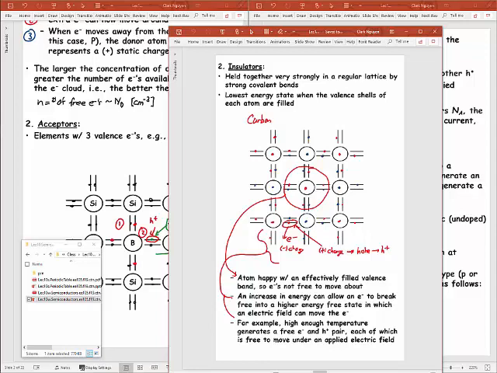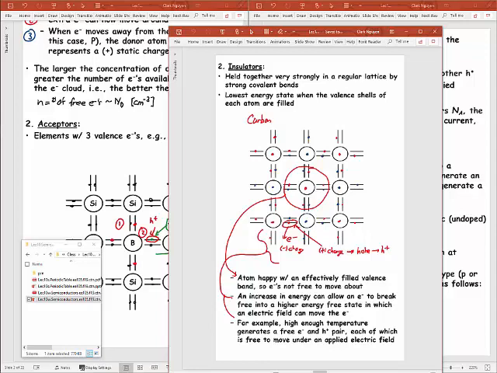So there's enough energy in this system that there are some electrons that can leave this covalent bond. And once they leave that covalent bond, they create a hole. And so in that case, you always have some holes and some electrons, even in intrinsic silicon. Intrinsic means undoped silicon at room temperature. So you always have some electrons and holes.